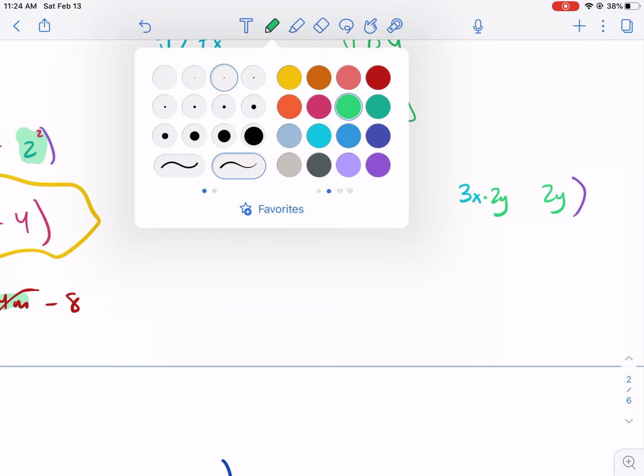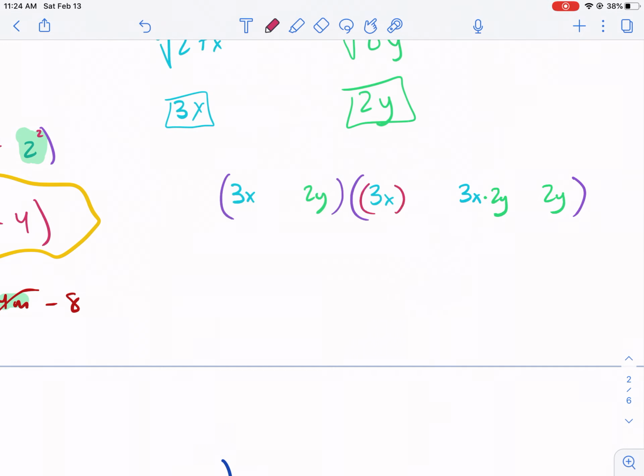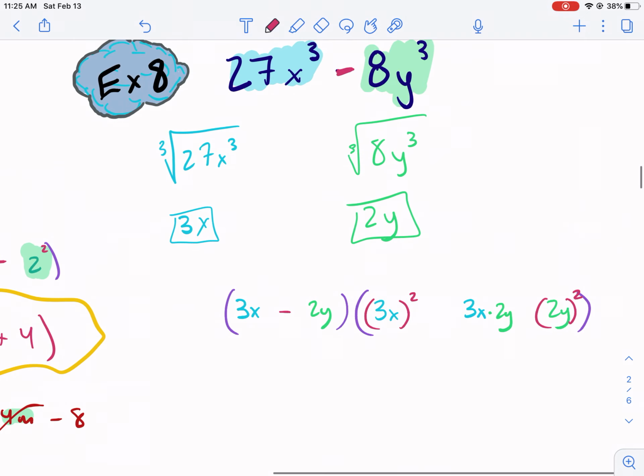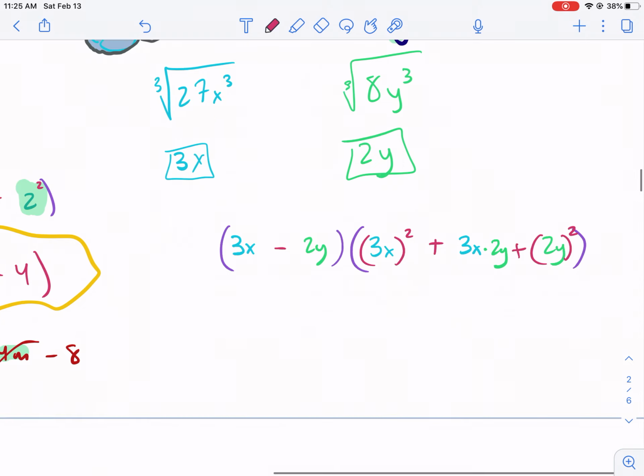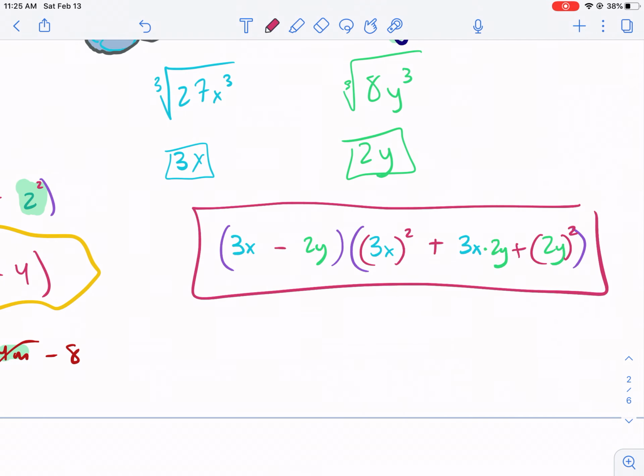Don't forget your squares. This needs to be squared, so we square the whole thing in parentheses. This needs to be minus because this is minus here, and then these two are both plus. Now we simplify, okay? If you can do this, you can do difference of cubes.